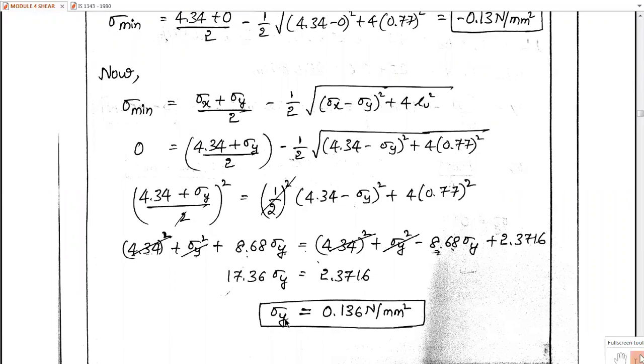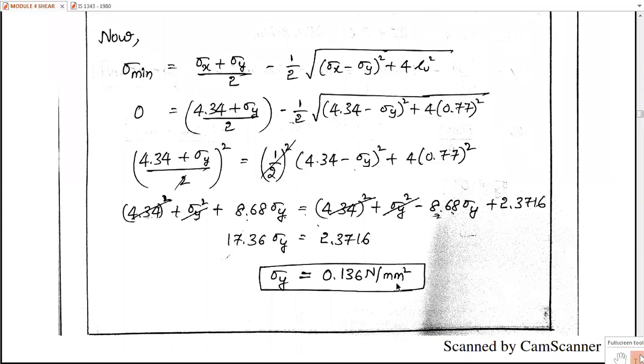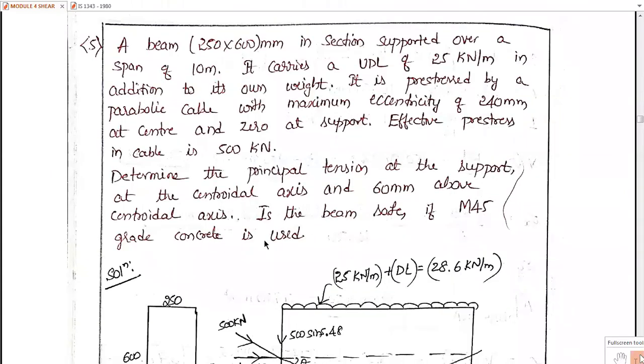We get the vertical stress as 0.136 Newton per mm square. In order to make the minor principal stress 0, we need to adopt a vertical stress of 0.136 Newton per mm square. That is the solution for this problem. Second part. Now we shall take up the next problem.